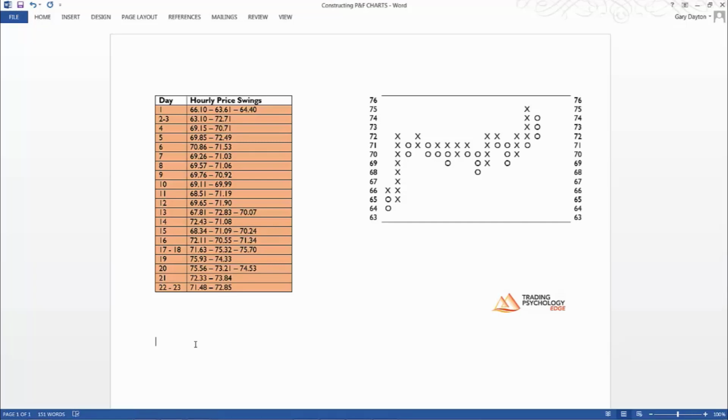All right, that's how we create a point and figure chart off of the intraday 60-minute hourly price swings. That should be pretty clear. It may take you going through it a couple of times to really understand it.